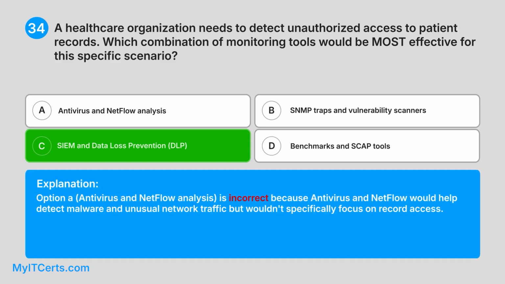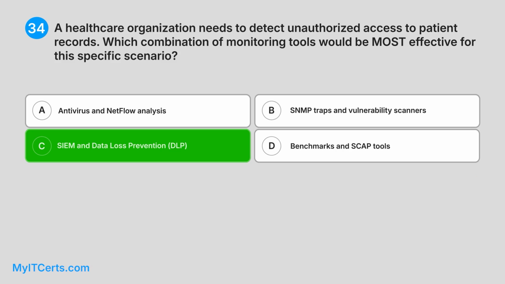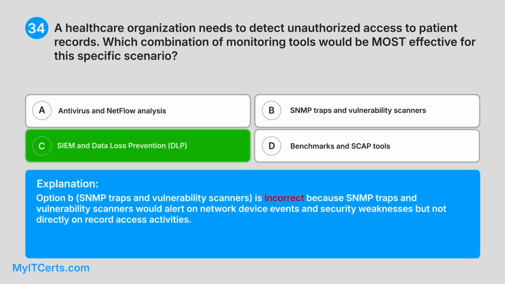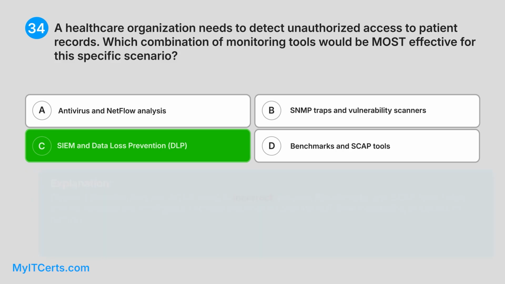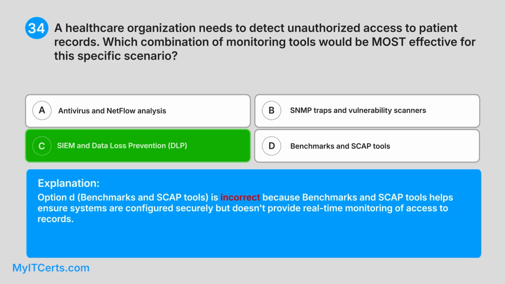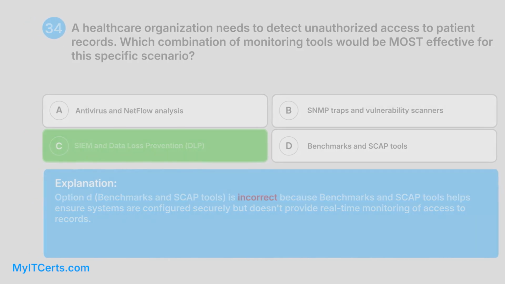Option A, antivirus and NetFlow analysis, is incorrect because antivirus and NetFlow would help detect malware and unusual network traffic, but wouldn't specifically focus on record access. Option B, SNMP traps and vulnerability scanners, is incorrect because they would alert on network device events and security weaknesses, but not directly on record access activities. Option D, benchmarks and SCAP tools, is incorrect because they help ensure systems are configured securely, but don't provide real-time monitoring of access to records.